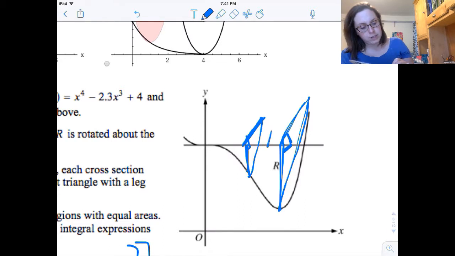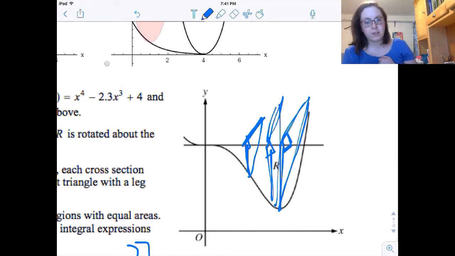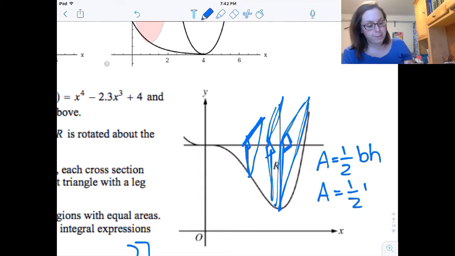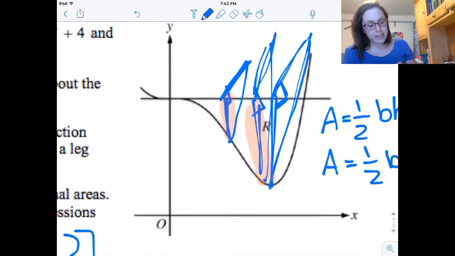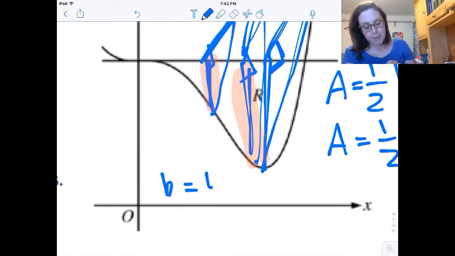So again, right triangle coming up from here, going down and going over. So this has right triangles sitting on it. Area of a triangle is 1/2 base times height. And if I know it's isosceles, I know it's 1/2 base squared. So I need to figure out the length of the base. This is the length of the base, right? That distance. So the length of the base is top minus bottom.